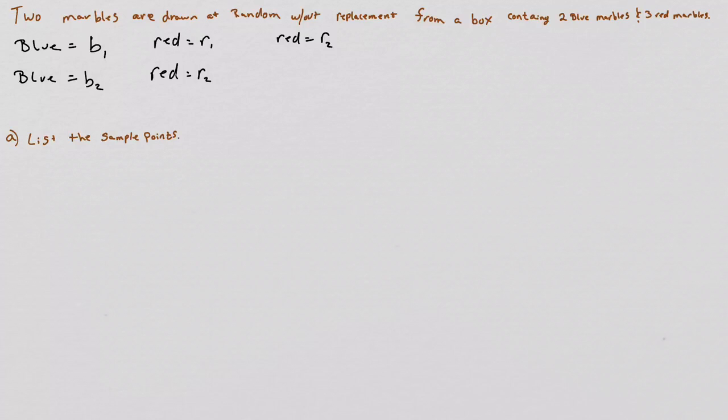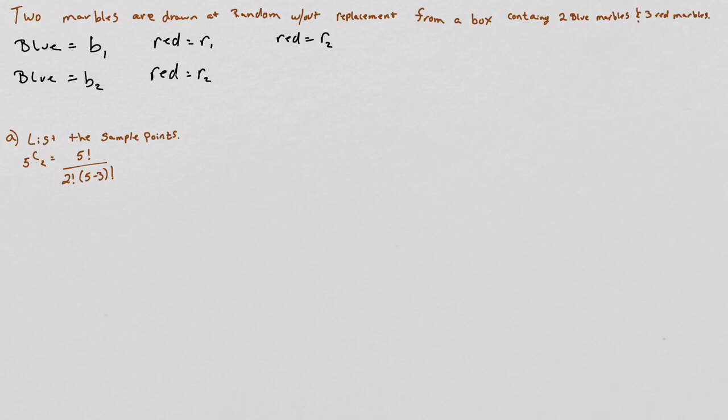On part A, it says list the sample points. So it means what are all the different combinations? Of course, order doesn't matter here. You can go red sub 1, blue sub 2. Order doesn't matter. So the first thing I'm going to do is calculate how many sample points I should have once I do everything. Well, because order doesn't matter, we can check this with combinations. So we can do 5 choose 2, which becomes 5 factorial over 2 factorial times 5 minus 3 factorial.